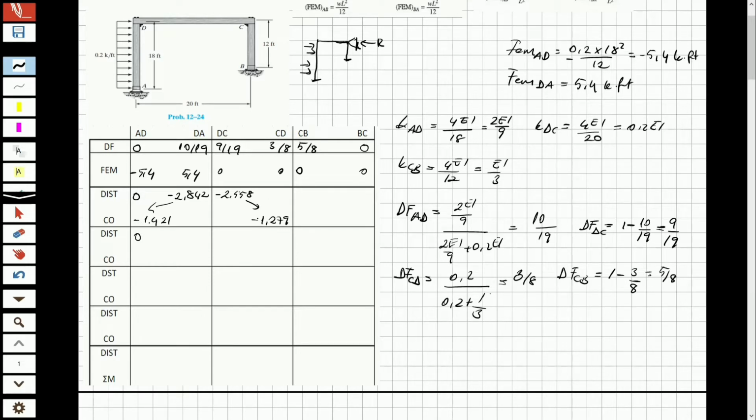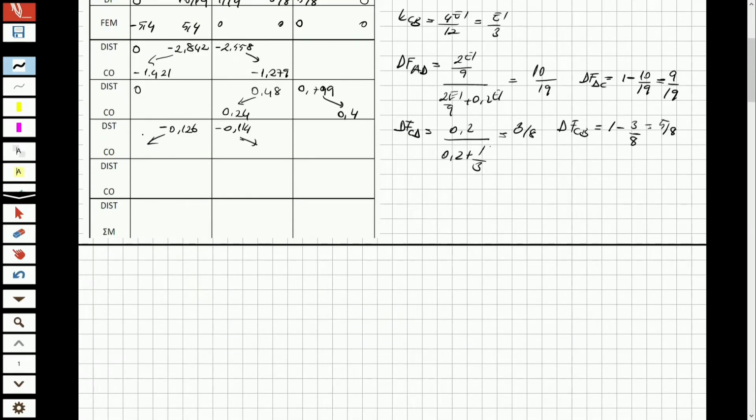And this moment at this ratio, when I distribute it, is going to be 0.48 and 0.799. And when I carry over this moment here, it's going to be 0.24, and when I carry over this here also, that's going to be 0.4. Now I'm going to distribute this moment at this ratio, and I'm going to obtain minus 0.126 and minus 0.114, and I'm going to carry over here also, which is going to be minus 0.063 and minus 0.057.